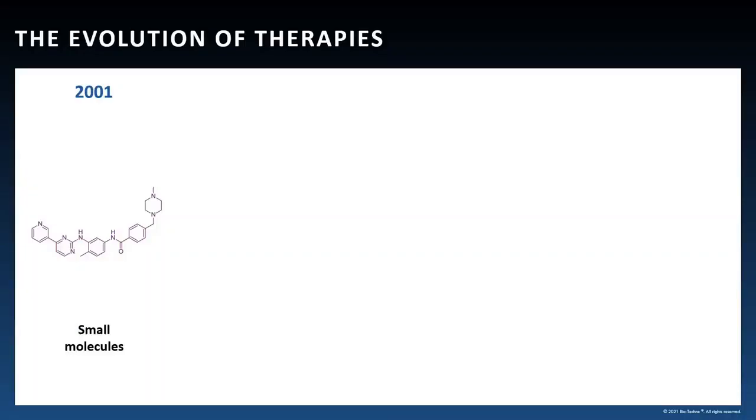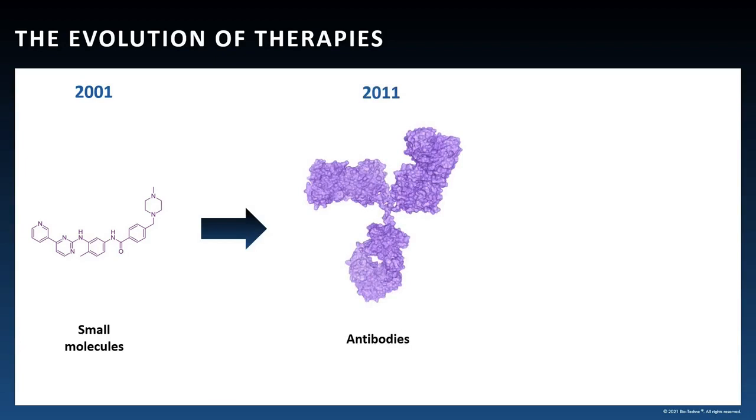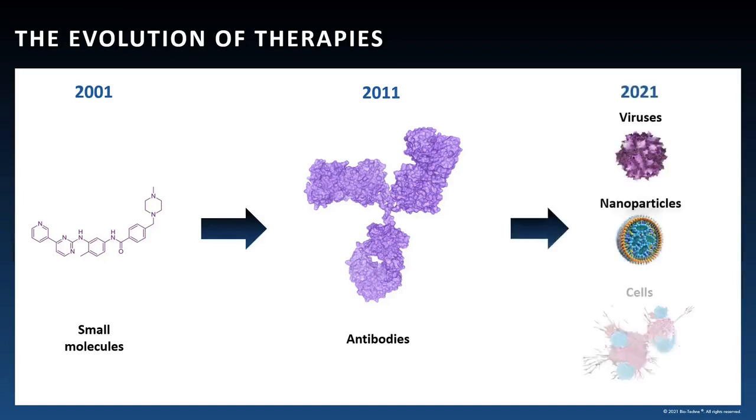Over the last few decades, there has been a tremendous evolution in therapeutics. There was a time where small molecules were the leading class, like Gleevec shown here. In more recent years, we've really seen an increase in biotherapeutics, and this really started with humanized monoclonal antibodies. Today, while there are still a number of antibodies coming to market to treat disease, pharmaceutical companies have realized and have begun to leverage new therapeutic modalities, including viruses, nanoparticles, and cells.